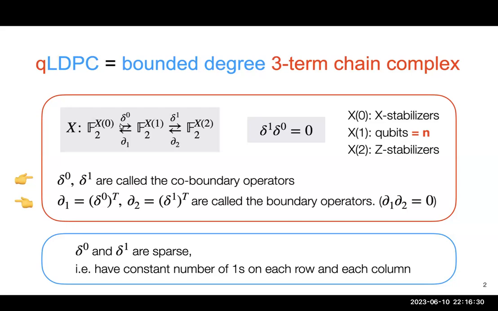Furthermore, we have these linear maps delta 0 and delta 1 that compose to 0. These maps are called the coboundary operators. And if we take their transpose, these partial maps are called the boundary operators, and they also compose to 0. So the vector spaces together with linear maps, with this condition, form a chain complex. For bounded degree, it's saying that these maps are sparse, meaning that there is a constant number of ones on each row and each column.